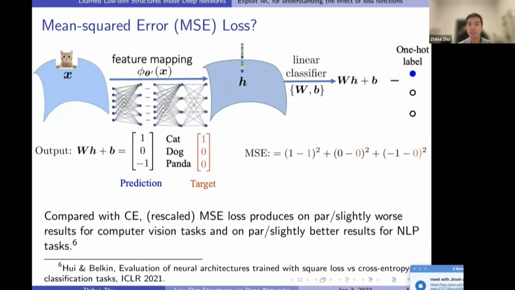Another loss, perhaps the simplest loss you would imagine, is the mean squared error loss. We don't involve any softmax functions. The network output is, say, 1, 0, -1. We just compare this to the one-hot label vectors, look at the difference for each output, sum them, and use this as the loss function. It's interesting that, compared to cross-entropy loss, this mean squared error loss or its variants actually produce on-par performance on various computer vision tasks and natural language processing tasks.